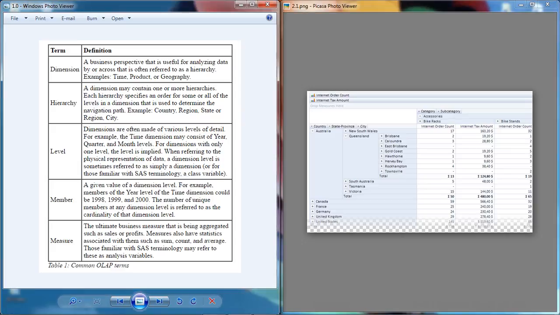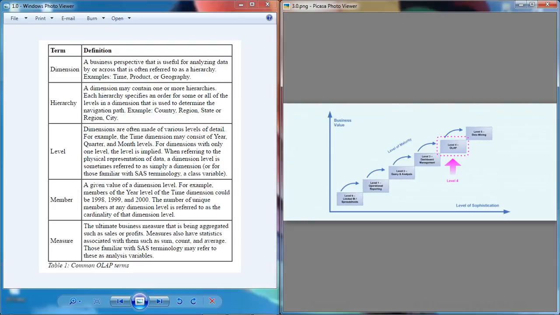Now, member: a given value of a dimension level. Normally a member is a value where a dimension level shows up. For example, members of the year level of the time dimension could be 1998, 1999 or 2000. The number of unique members at any dimension level is referred to as the cardinality of the dimension level. Here is also an example of dimension levels: there is level 0, level 1, level 2.